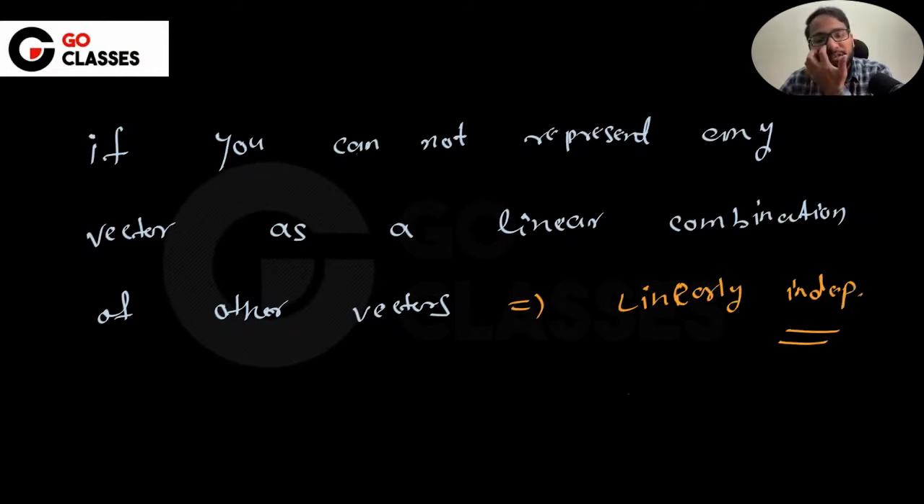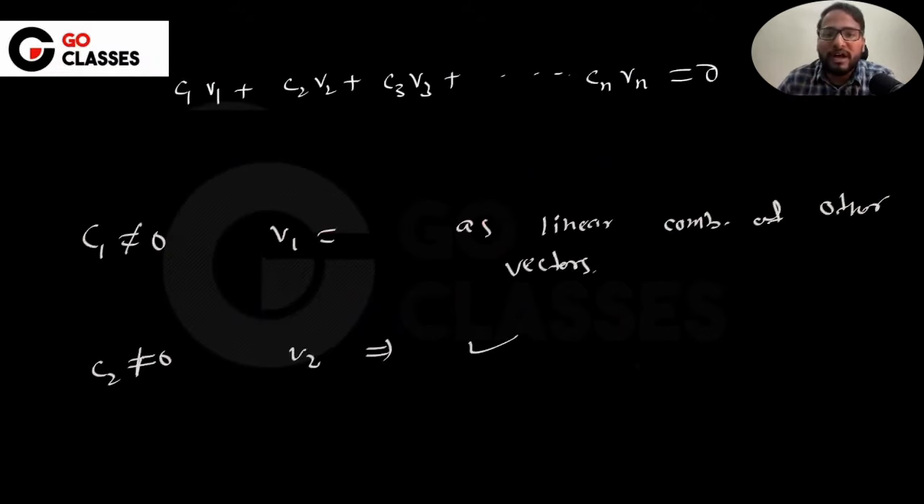Is this making some sense? So what you will do, you will just ask, given this equation, do you have a non-zero ci? If someone gives you some non-zero ci, you can represent that vector. Let's suppose they give you c1 not equal to 0. You can represent v1 as a linear combination of other vectors. If they give you c2 not equal to 0, you can represent v2 as a linear combination of other vectors. Similarly, if they give you c3 non-zero, you can represent v3. But they say, no, everything is 0. Then can you represent anything? No, right?